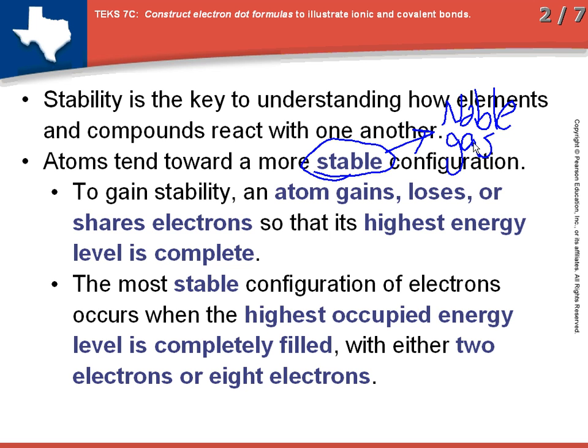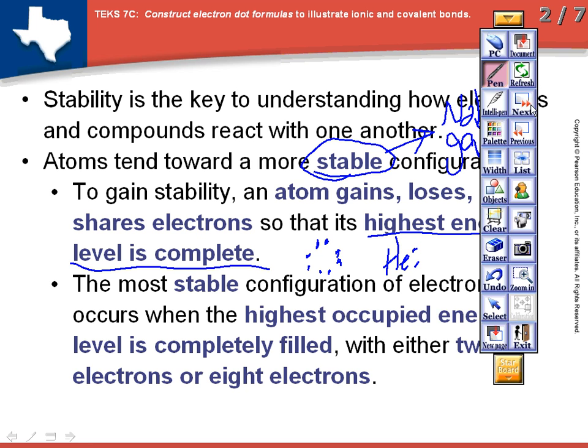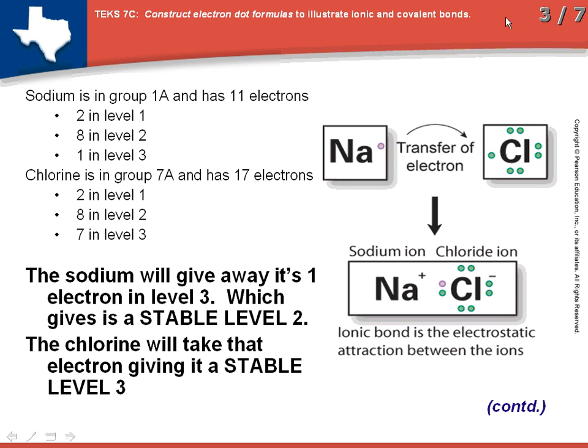So, stability comes from the highest occupied energy level being complete, meaning either having 8 valence electrons, or in the case of helium, 2. That makes you stable. Now, there are 2 ways you can go about becoming stable. You can either give electrons away, or you can take them in.